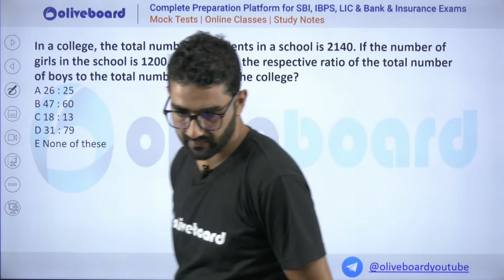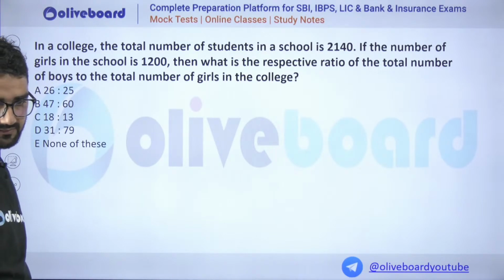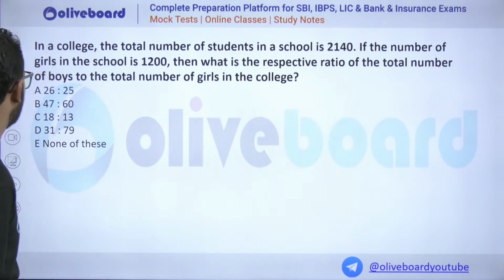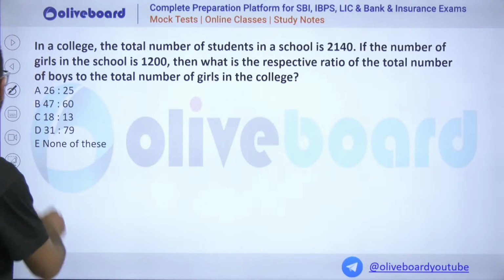Shabia, it's B. Rohit, B. Okay. Saswat, B. Vaibhav, B. Everyone is interested in option B.